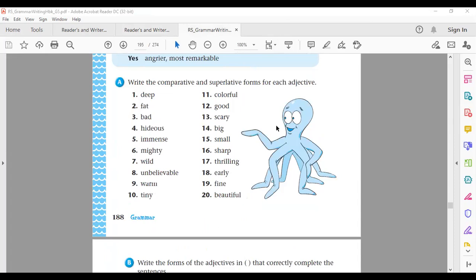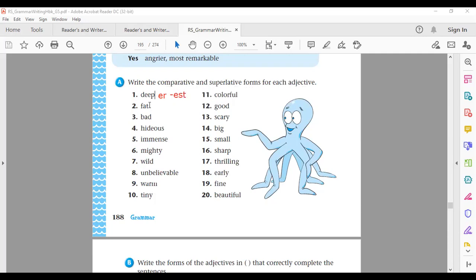Okay, write the comparative and superlative form for each adjective. Now we have deep. I want to make it comparative. What should I add? Yes, deeper. Maria, ER. ER, excellent. So here I will add ER. Let's make it ER, and then it will take also EST. So it will become ER and EST.